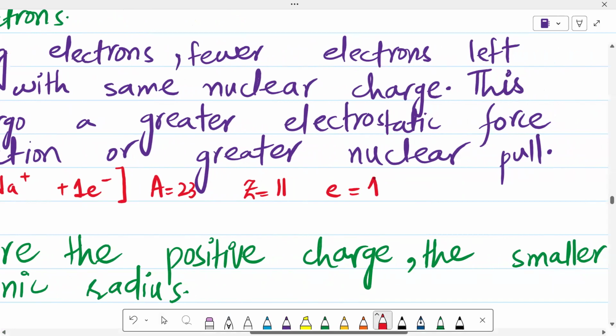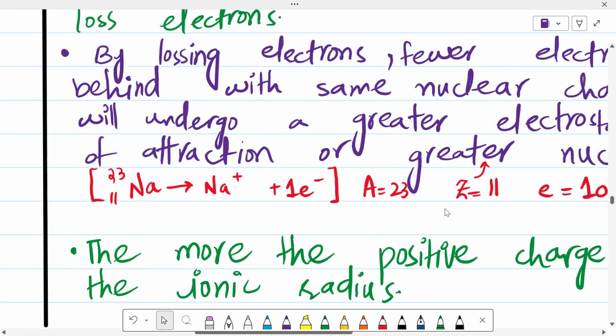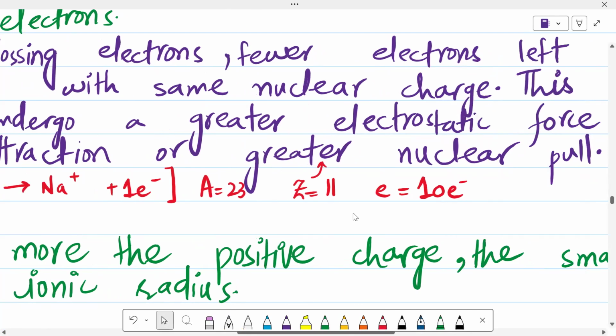So you see now you have more protons. So there will be a greater nuclear pull. So this is how, if you don't understand things by just reading the theory, you can solve these examples and compare the proton number and electron number. In cations, you will always see the electron number is less compared to the protons. That is why we say cations have an overall positive charge.